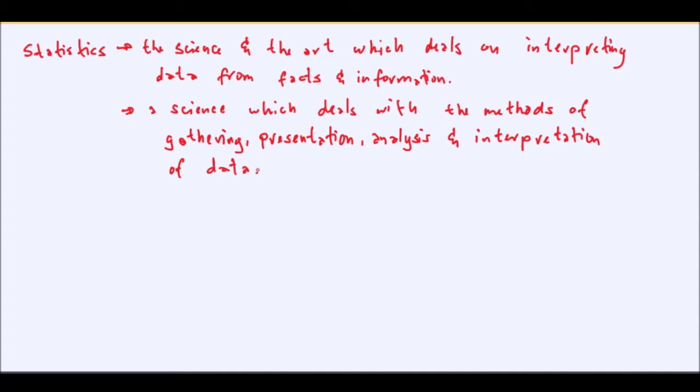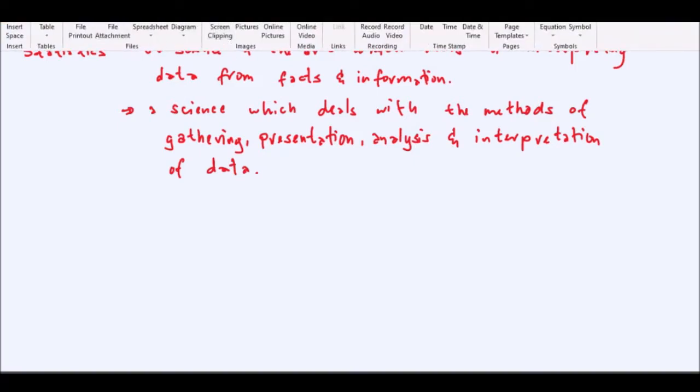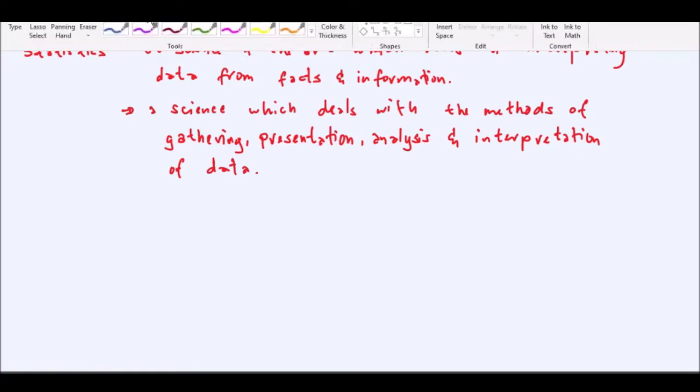We'll now try to define each of these methods. So we have gathering, presentation, analysis, and interpretation. So first, we will insert a box here. Shape. Okay. Let's have it there.